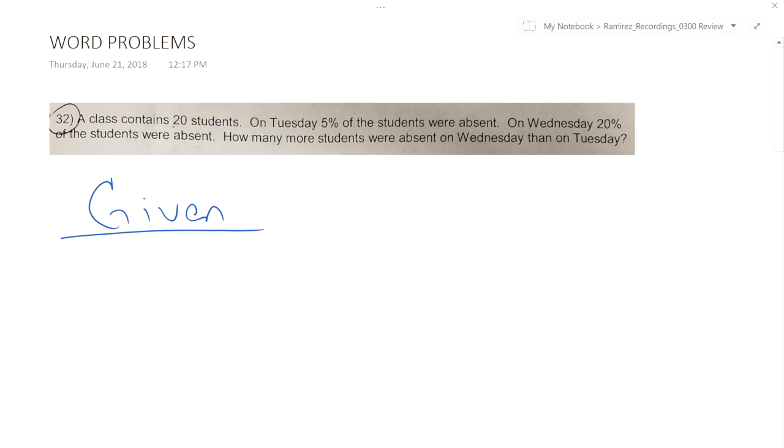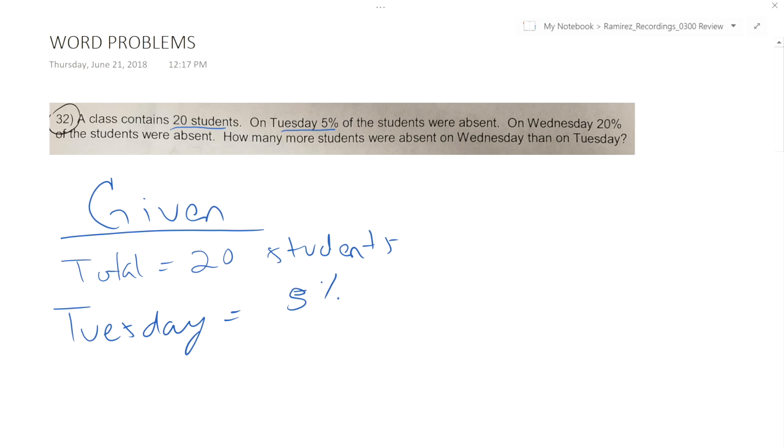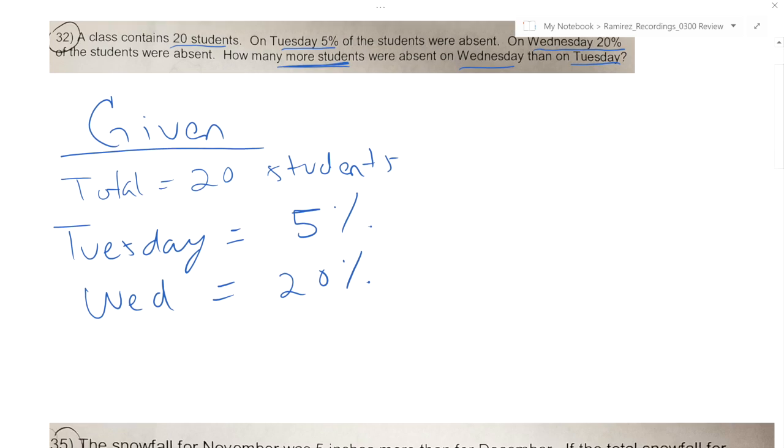We were given that there are 20 students, so total equals 20 students. And then we were told that on Tuesday 5% of the students were absent. So Tuesday, 5%. And then on Wednesday we were told that 20% were absent. So Wednesday it's 20%. And then they're asking us how many more students were absent on Wednesday than on Tuesday. So now we have our total. Total equals 20. Tuesday 5% were absent.